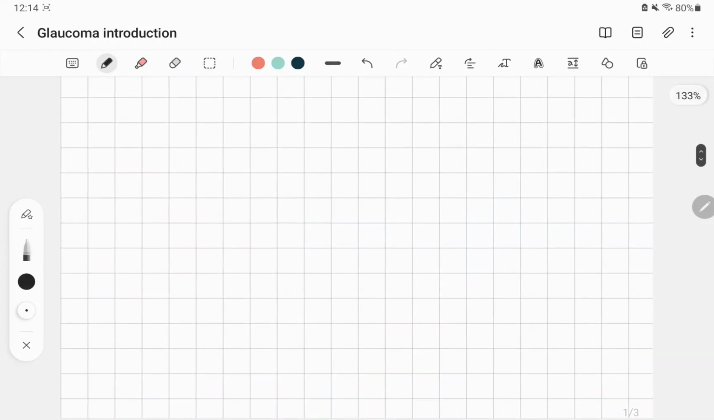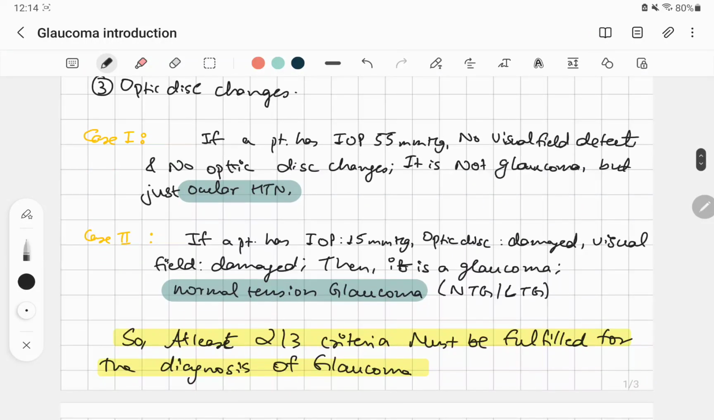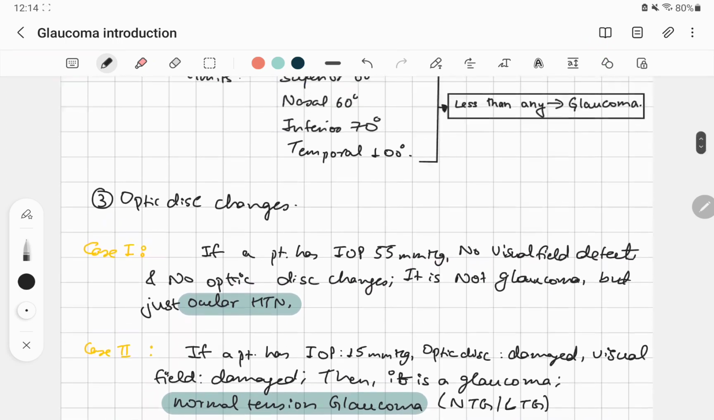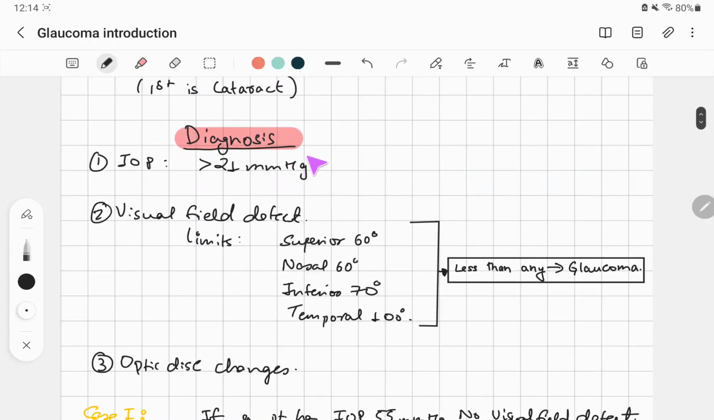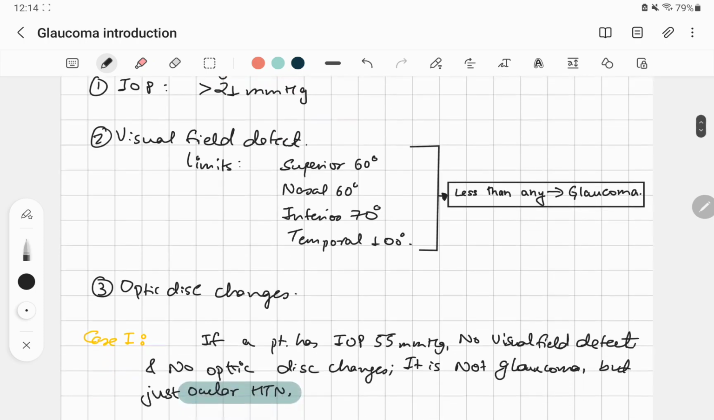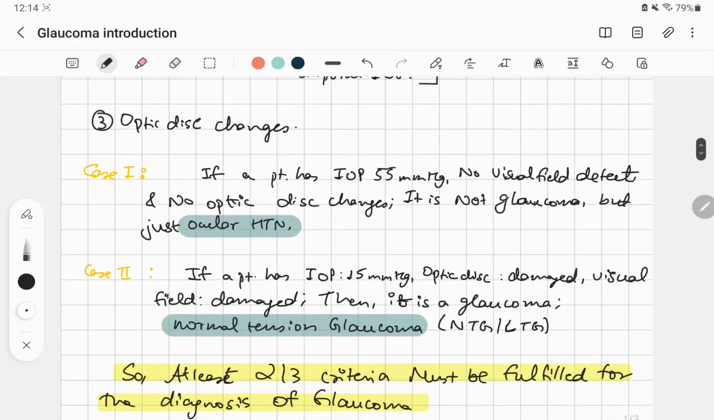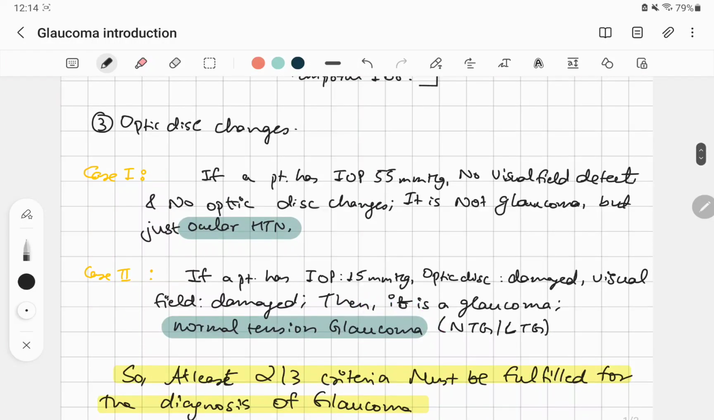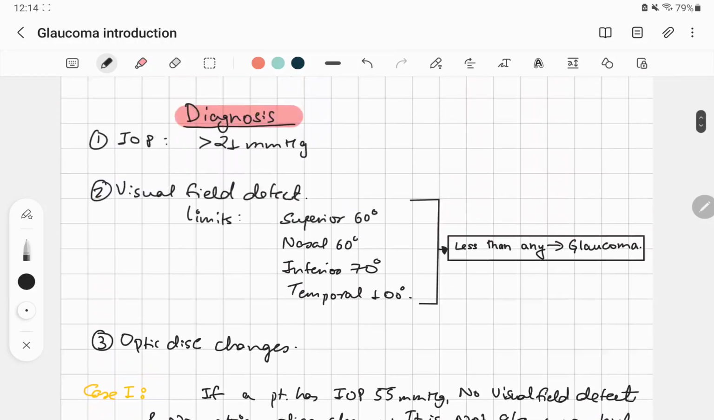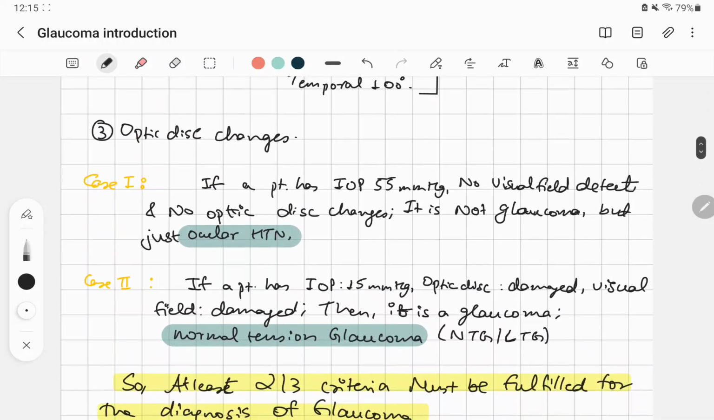So let's see some cases. Take case number one. If a patient has an intraocular pressure of 55 millimeter of mercury, and there is no visual field defect and no optic disc changes, then it is not glaucoma but just ocular hypertension. It does not fulfill the criteria. It only fulfilled the criterion of pressure greater than 21 millimeter of mercury inside the eye, while the visual field defect was not seen and there were no changes in the optic disc. So it is just ocular hypertension.